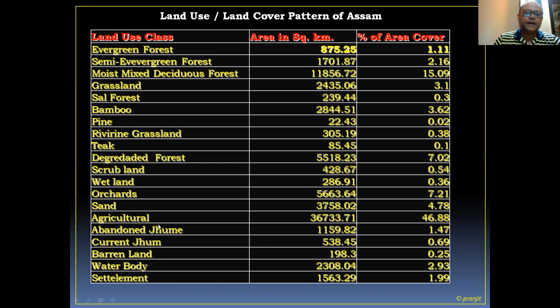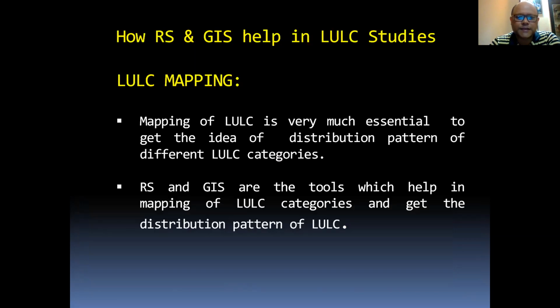For example, agriculture: 46.88 percent of the total area in the state of Assam is covered by agricultural field. That kind of classification, categorization, and statistical analysis we can do with the help of remote sensing and GIS. Next, coming to land use land cover mapping.